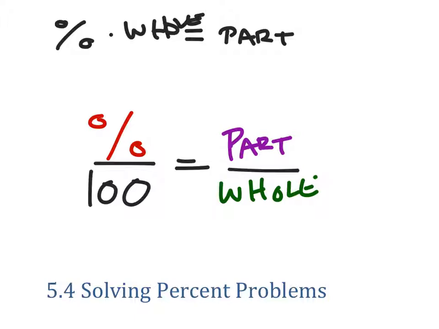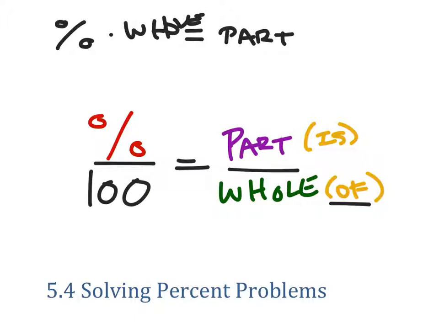Now, the keywords we're looking for here: the part is usually the is value, the is number. The whole is the of value. I just tell my students to focus on this of stuff, but some people like the is stuff, okay? What this means is that if we see of, then the number that comes after that is where that whole value will be. If we see the word is, then the value that comes after that word is the part. And that's where they go.